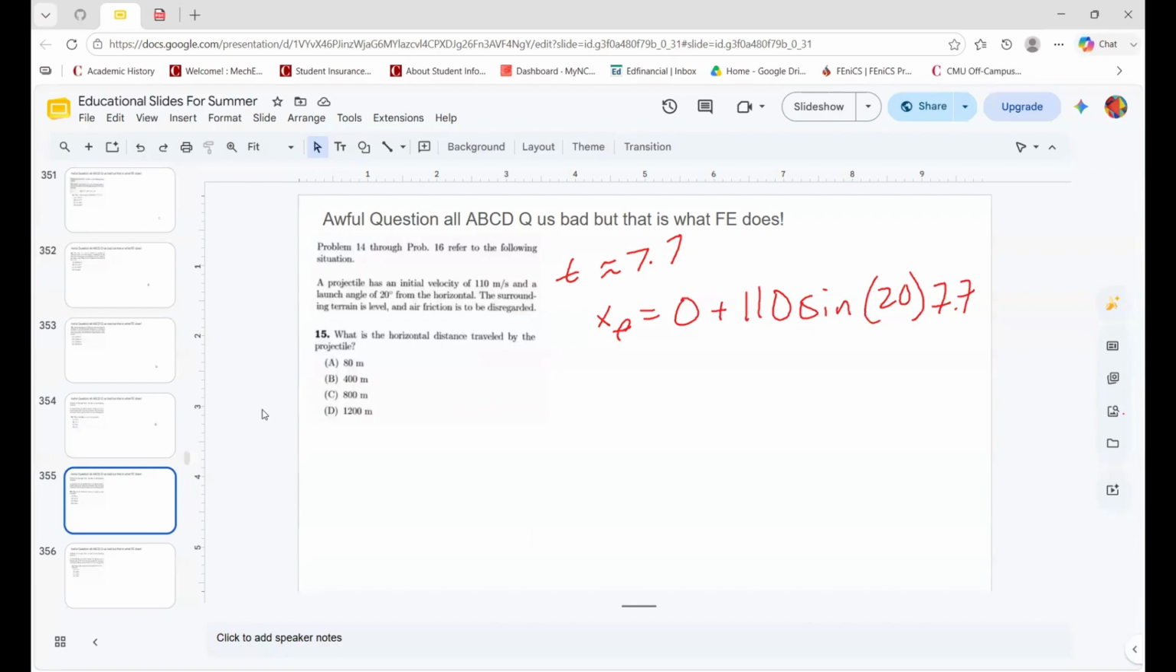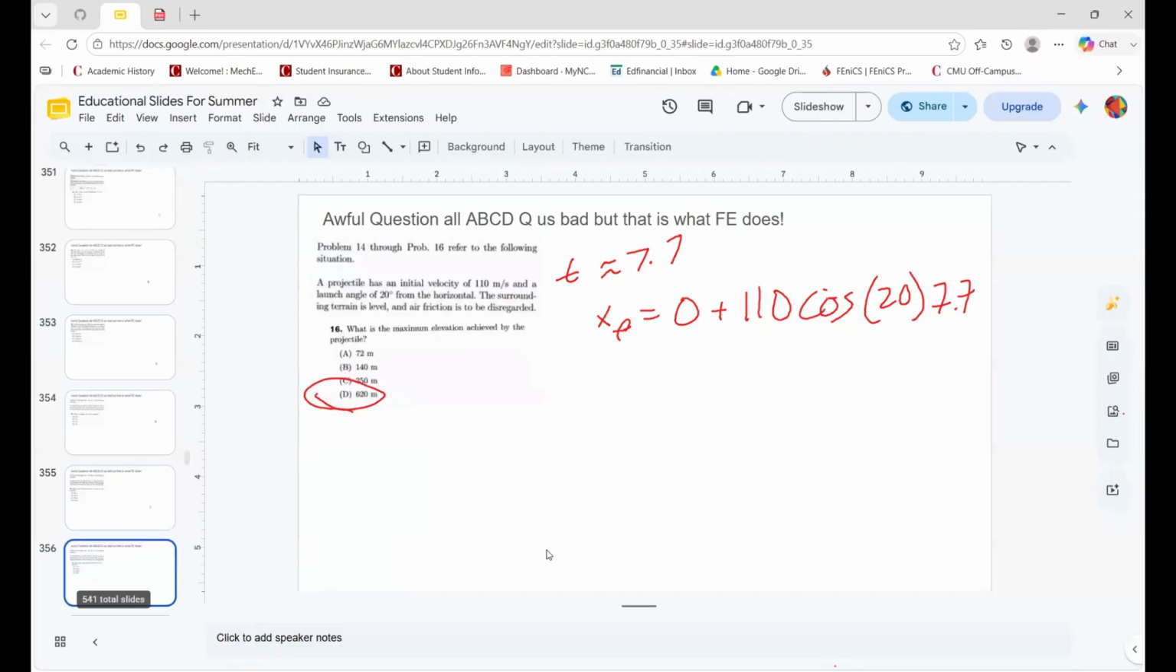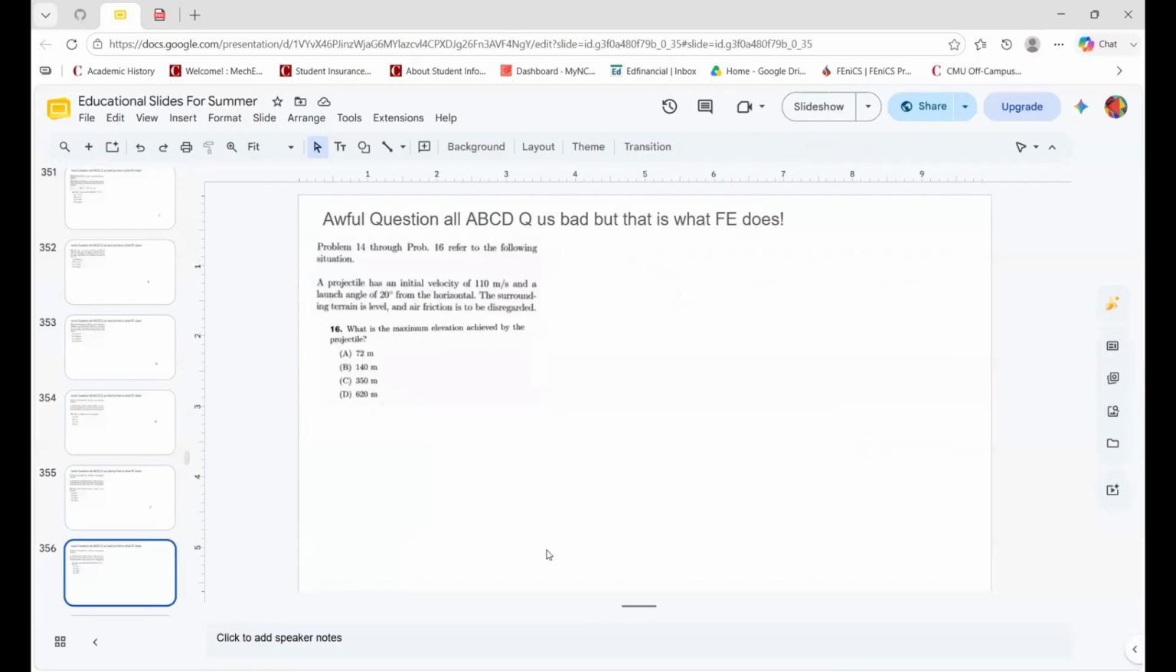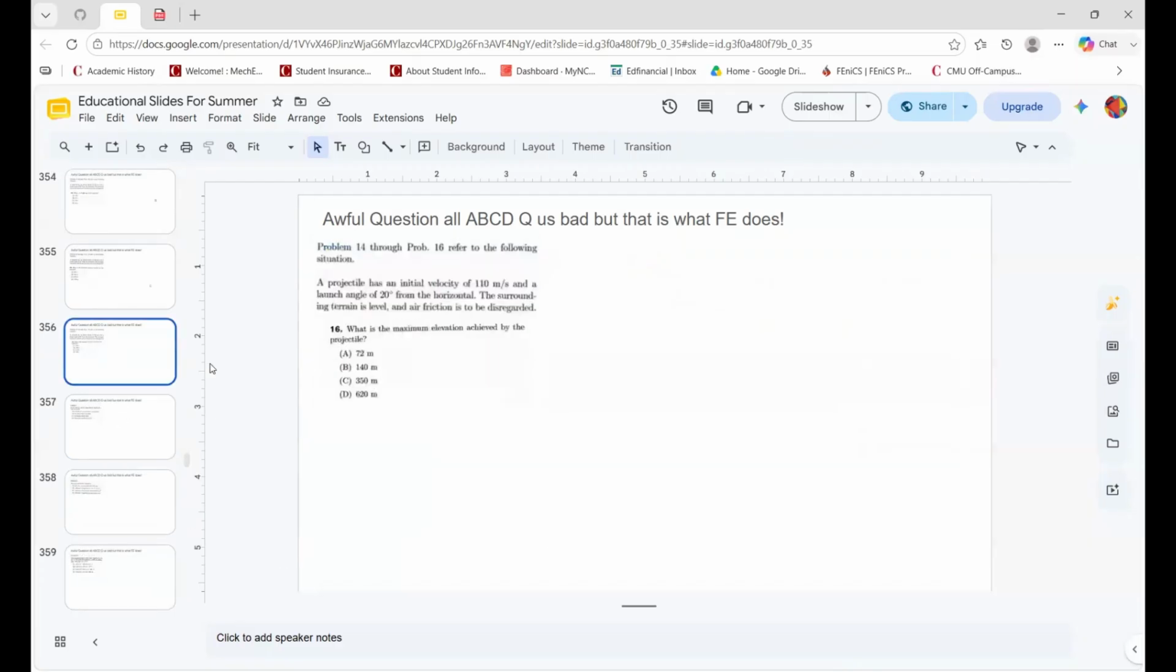Did I make a mistake? No, I don't. Oh, no, yeah, I did. Sorry, my apologies. This is supposed to be cosine. Yeah, that would have been it. Okay, 795, which is about C. So that is about 800. So that is C. Yep. And we'll move on to the last question for the kinematics, I think. Okay, next is forces.